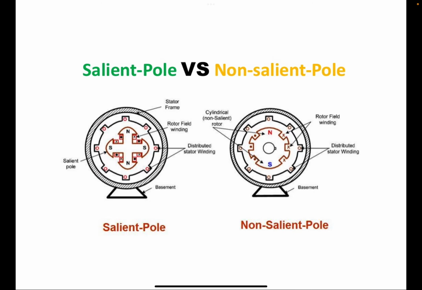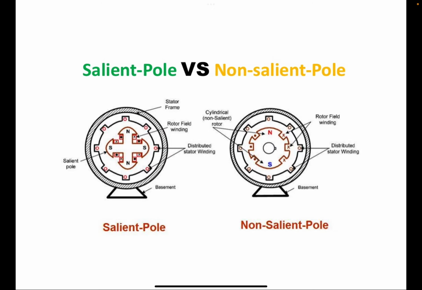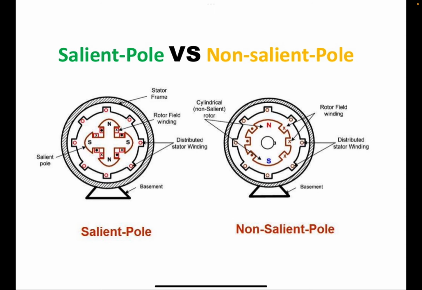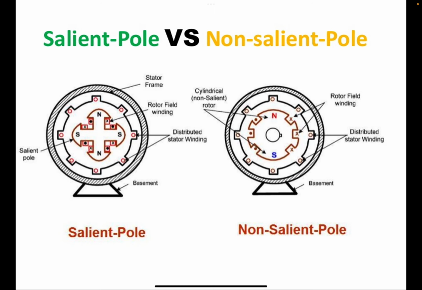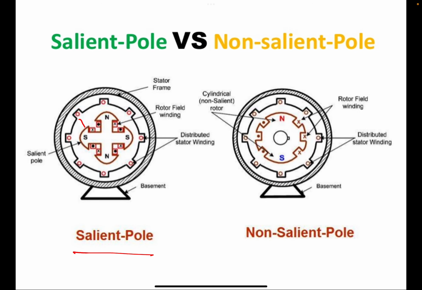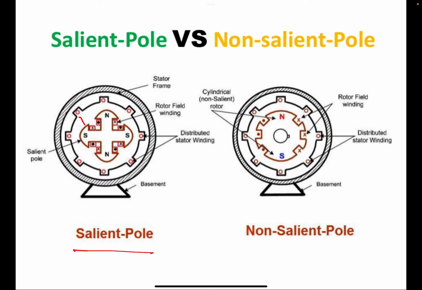This is the conclusion diagram for salient type and cylindrical type. You can quickly draw these diagrams here. You can see that in salient type, for analysis 4 poles are given, but it should be a more number of poles here. P is more in salient, and here P is less.